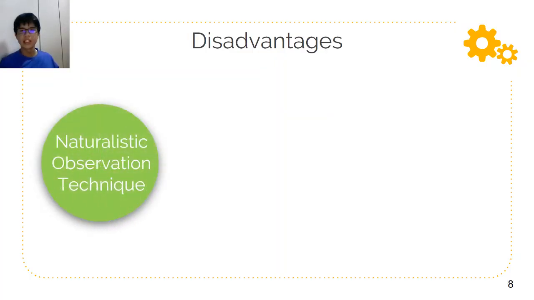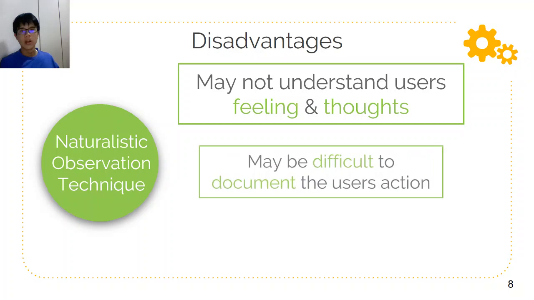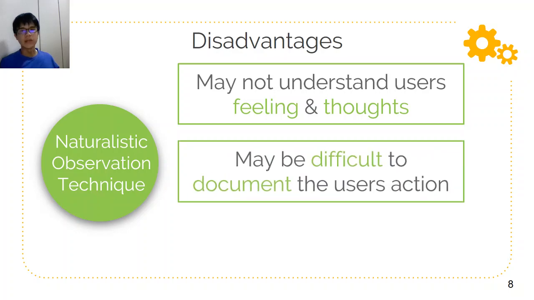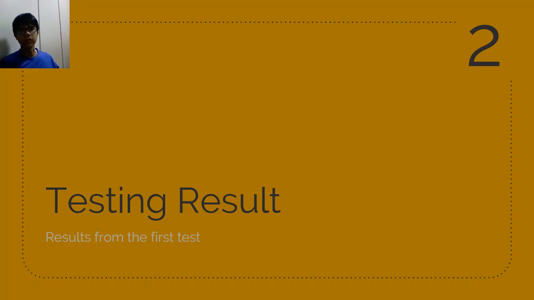The disadvantages of the naturalistic observation technique is that by watching the user, it may be hard to understand what the user is actually feeling or thinking as body behavior can differ from what the user is feeling. Watching the player's actions and behavior requires very keen eyes and may be hard to document their actions. Finally, the environment may also impact the players in their playstyle.